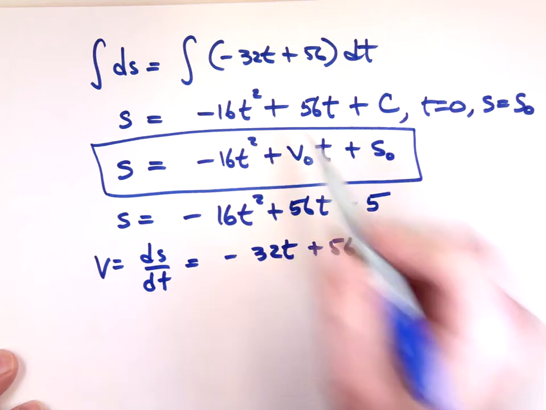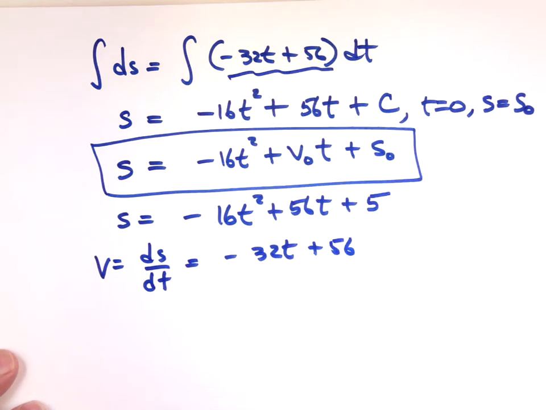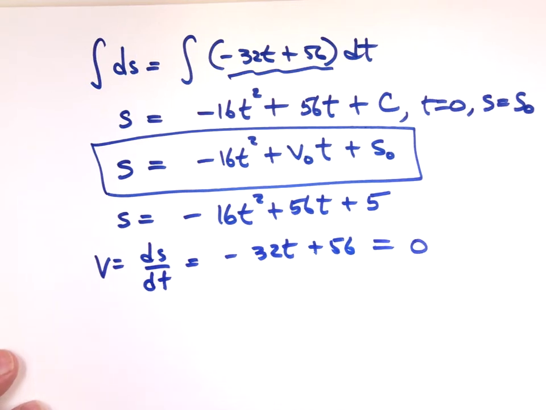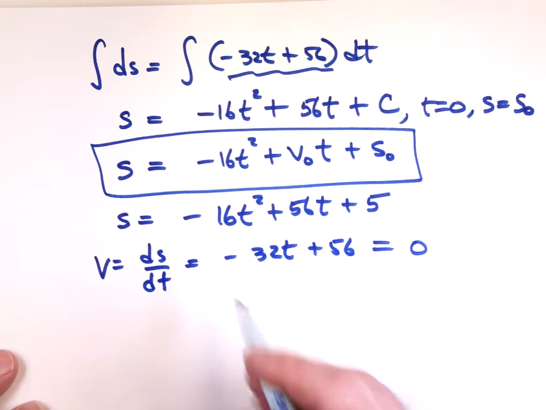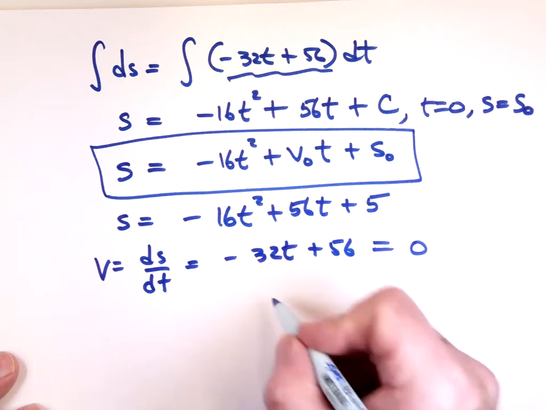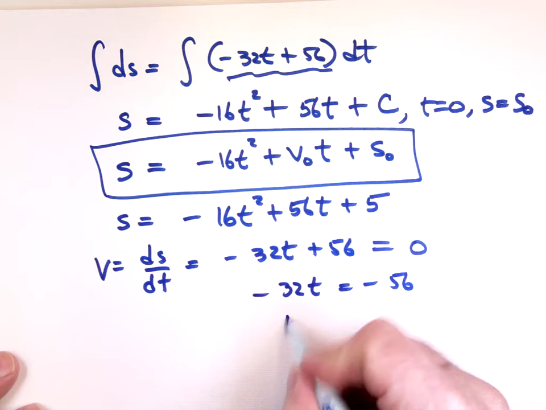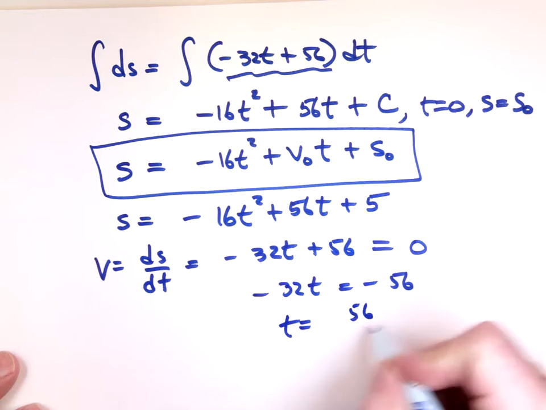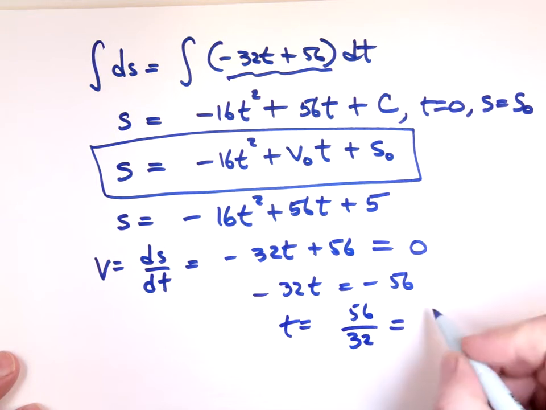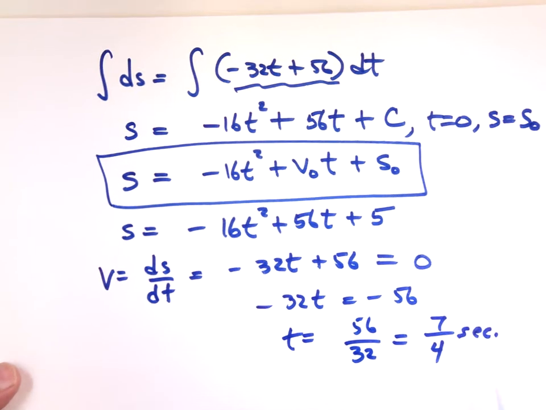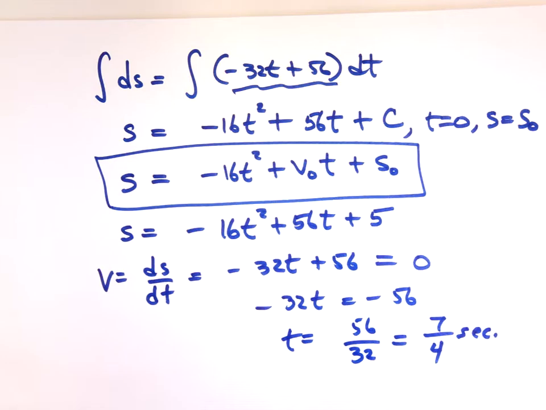Well, guess what? That's what we had over here for the velocity, and you set it equal to 0. Subtract 56. Divide by negative 32. Divide by 8. In 7/4 second, we're at our greatest position, our maximum height.